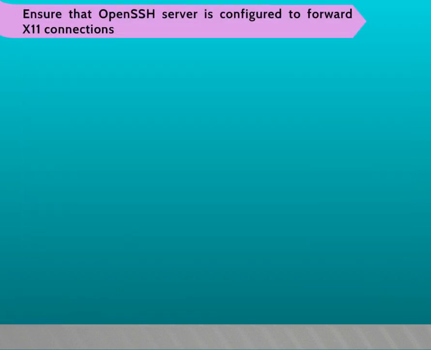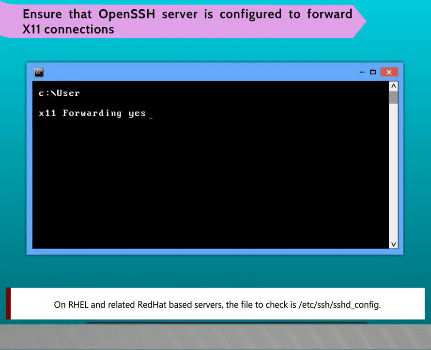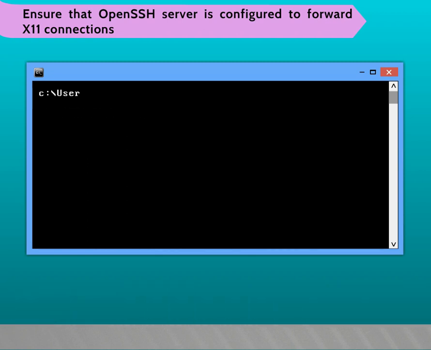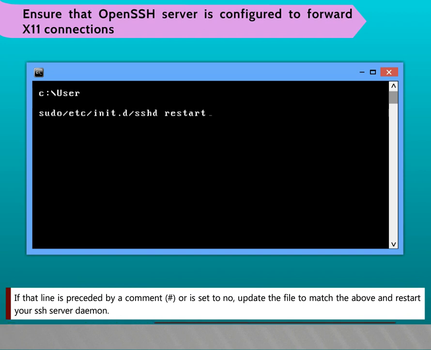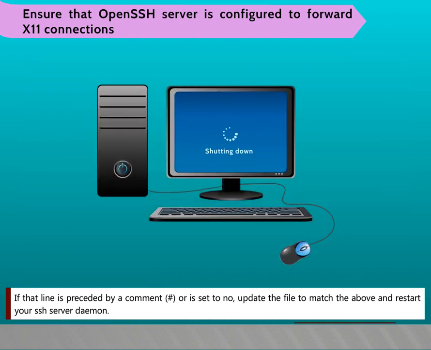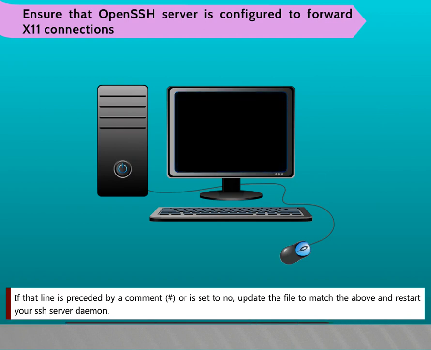Ensure that OpenSSH server is configured to forward X11 connections. On RHEL and related Red Hat based servers, the file to check is /etc/ssh/sshd_config. If that line is preceded by a comment hash or is set to no, update the file to match the above and restart your SSH server daemon.